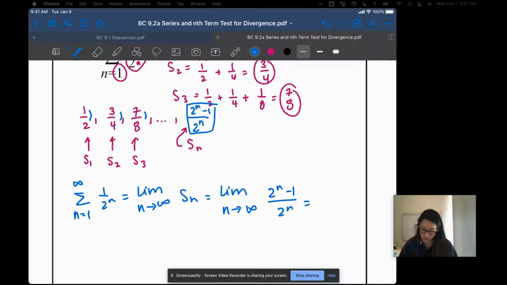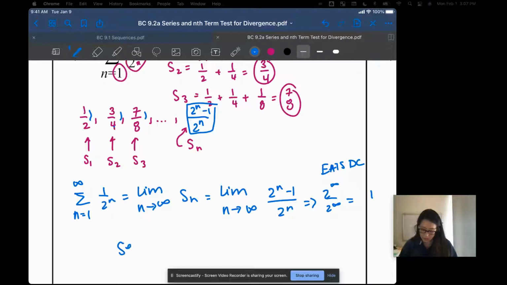Okay, and what I notice is the numerator and the denominator's highest power are both 2 to the n, so both exponential. So this is an exponential-versus-exponential situation. I basically have 2 to the n over 2 to the n, or 2 to the infinity over 2 to the infinity. They increase at the same rate, so I'm going to have a limit of 1.